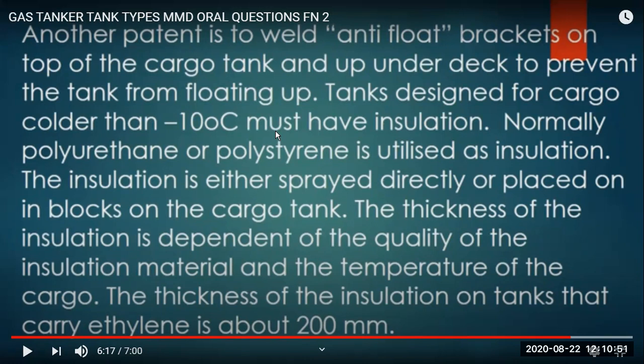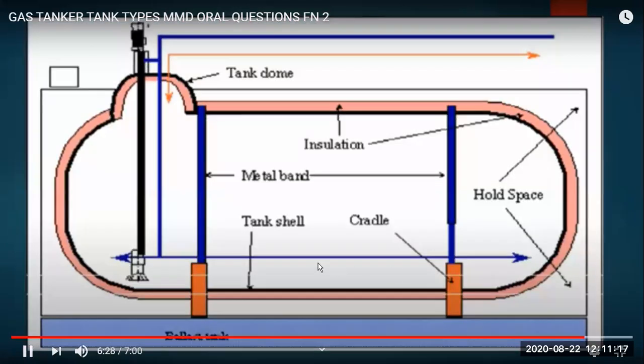Then of course insulation can be polyurethane, polystyrene, anything, and it is sprayed when the tank is built. Thickness has to be more depending on the type of pressure and the temperature the cargo has to be carried at, and can be up to 200 mm.